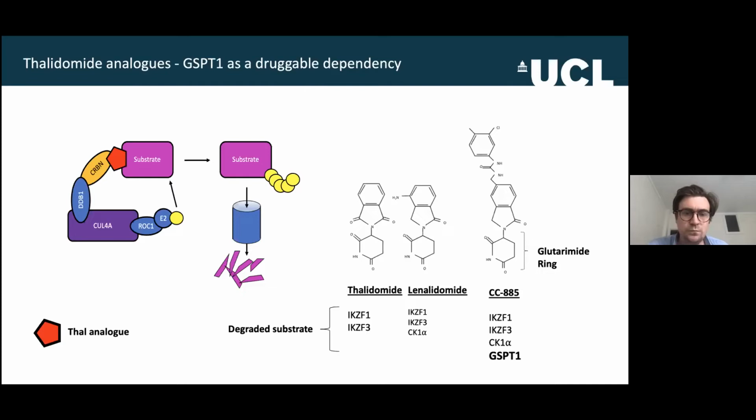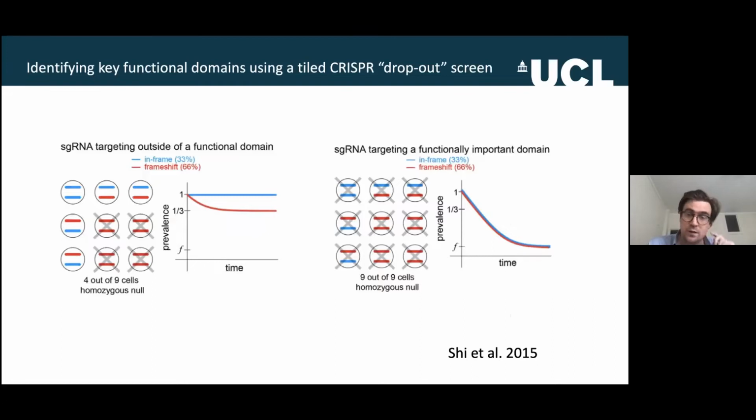So GSPT1 is often just described as a translation termination factor. It certainly is that, but it has multiple other roles. And so we started by doing a tiled CRISPR screen to see if we could identify the critical domains of GSPT1 that, when lost, lead to cell death. And we started this based on a paper by Shi et al.